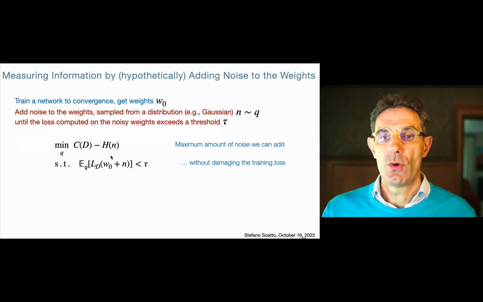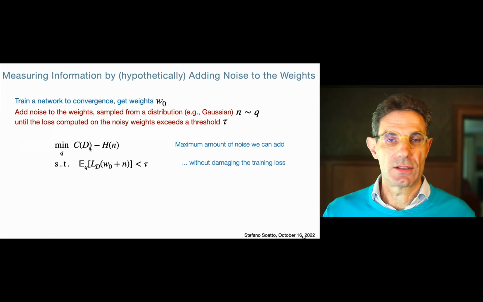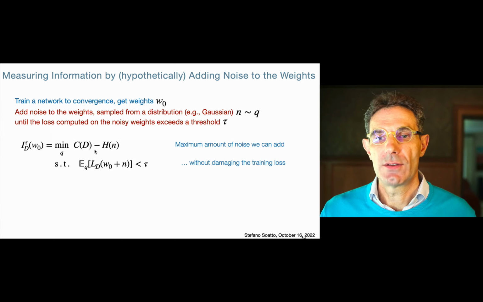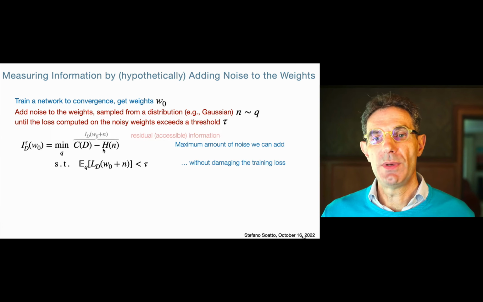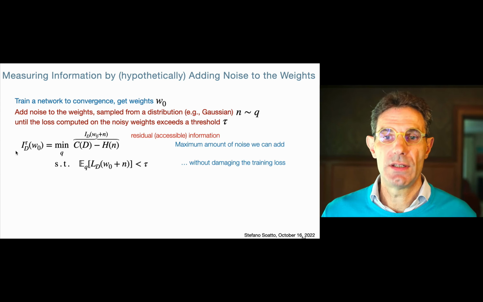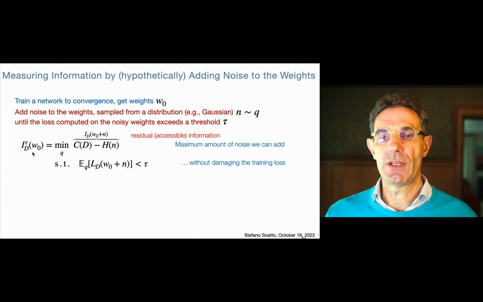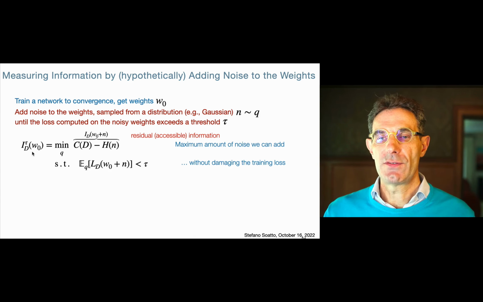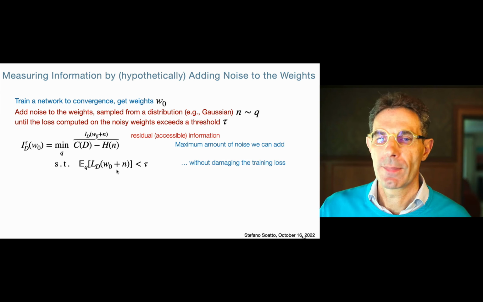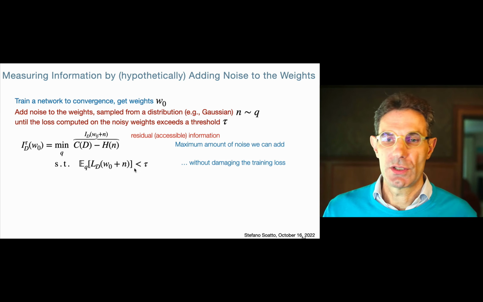Okay. Now, whatever information was in the dataset before you started training, that's a constant, you don't get to touch that. The difference from that would be what's left. That's the residual information which is accessible by the model. So this is the definition of accessible information. It's what's left after you remove, or after you add noise to the point where your network doesn't see an effect. Okay. Now, this is an optimization problem with a constraint.